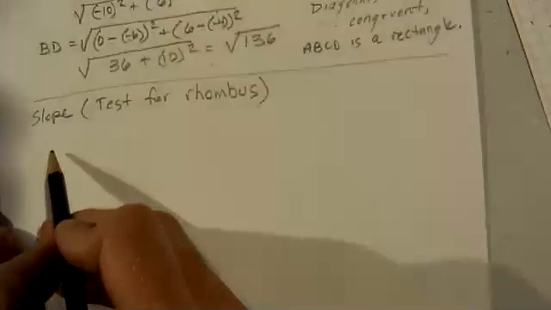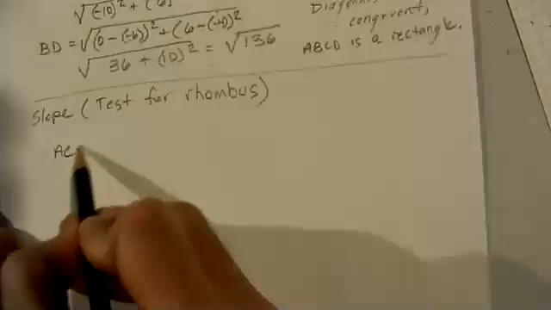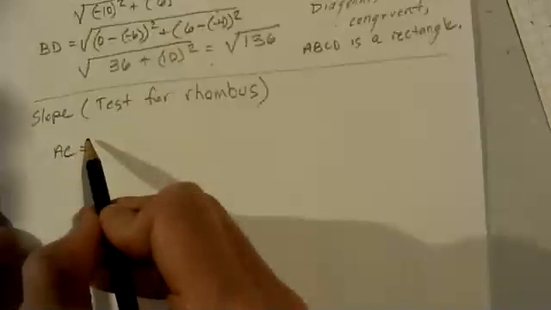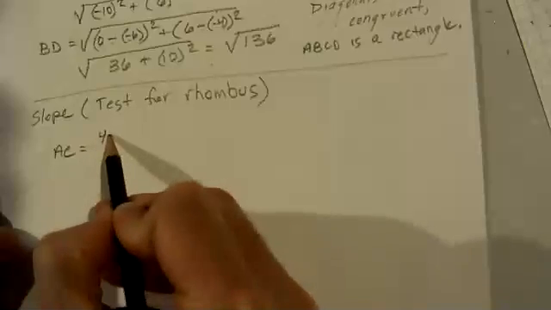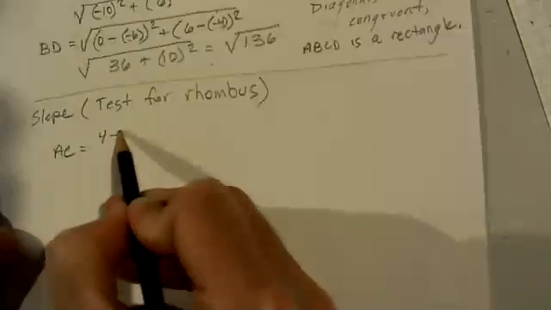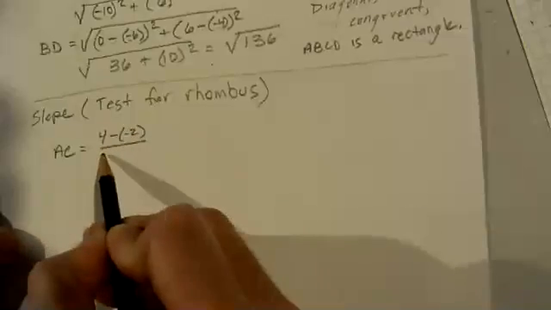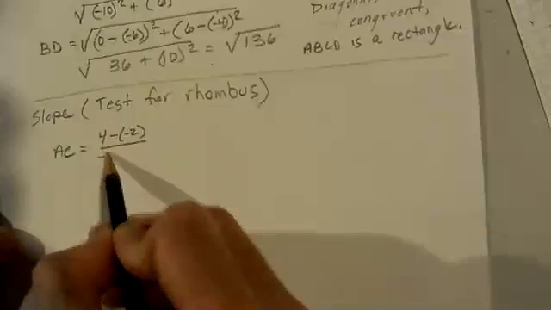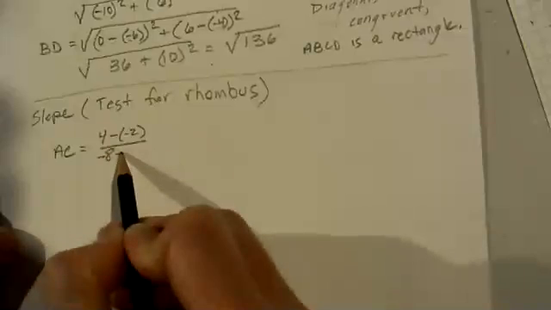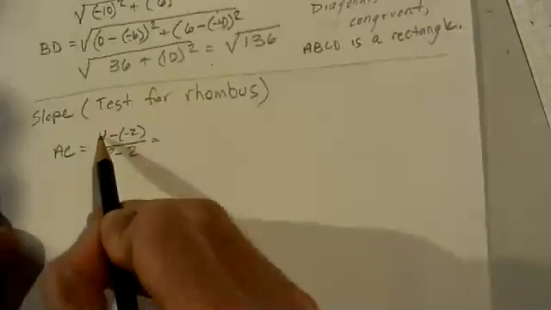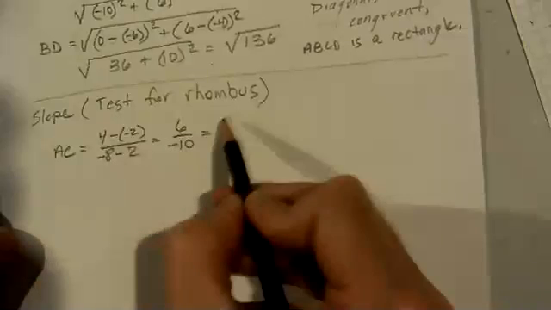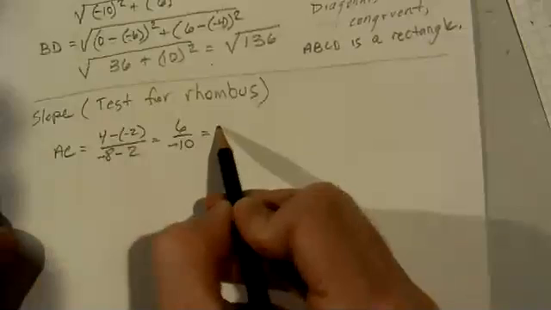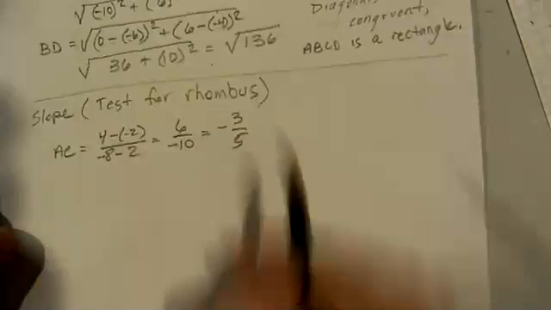So we're going to do the slope of AC, and the slope of AC, we're doing y over x. So the y value is 4 minus -2. And then the x values for the A are -8, and the x values for the C are 2. So that gives us 6 over -10, which is -3/5.